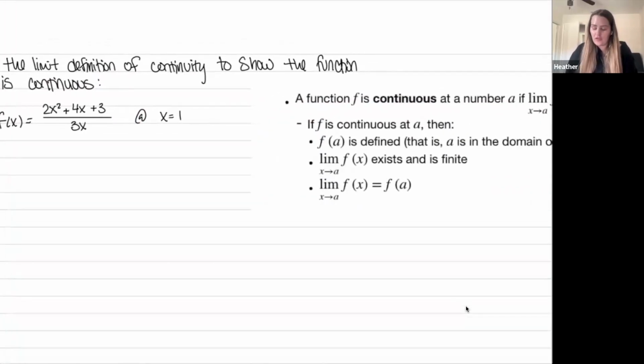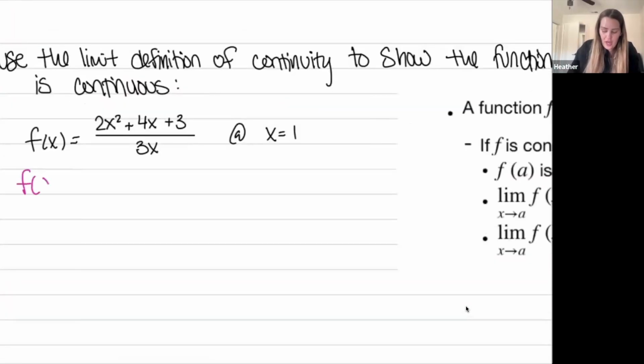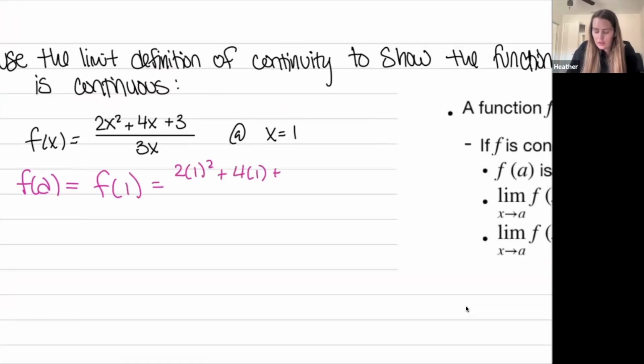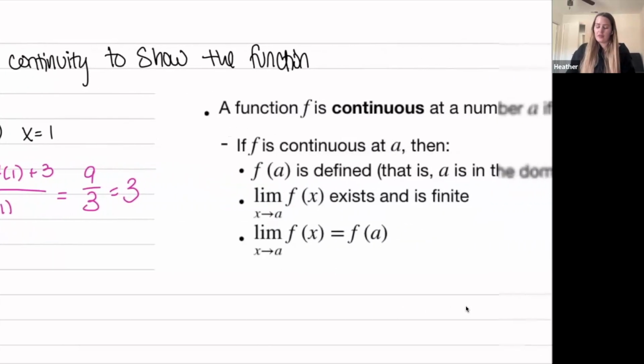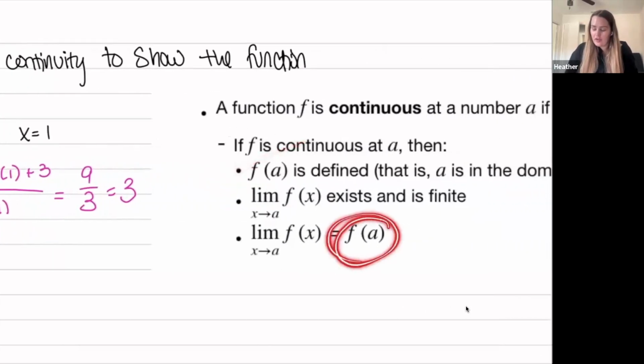So first, is the function defined at a? I'm going to go ahead and find f of a, which is just f of 1. So wherever I see an x, I'm plugging in a 1. 2 times 1 squared plus 4 times 1 plus 3, over 3 times 1, is going to give me 9 over 3, which is just 3. So it is defined at that point, and I also know that f of a equals 3, which I'm going to need later.